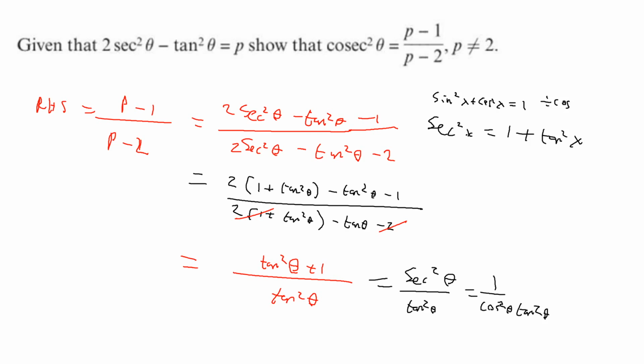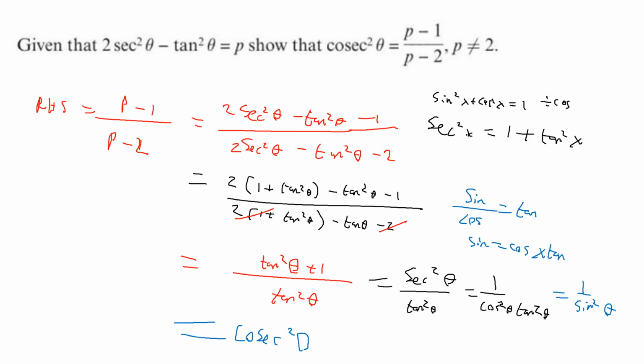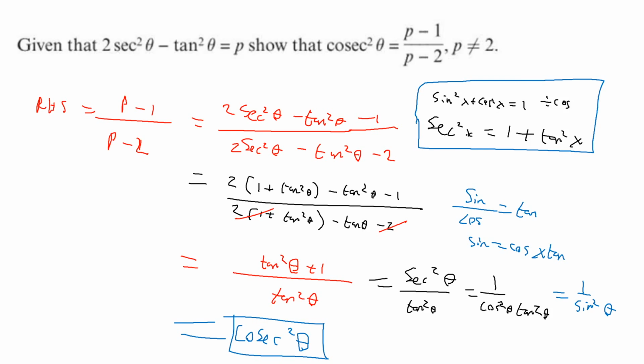And remember, sine over cos is equal to tan. So sine is equal to cos times tan. So that's the same as 1 over sine squared theta, which is equal to cosec squared theta. And all we're doing is using these trig identities here.